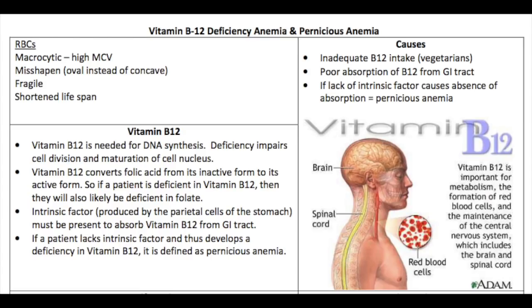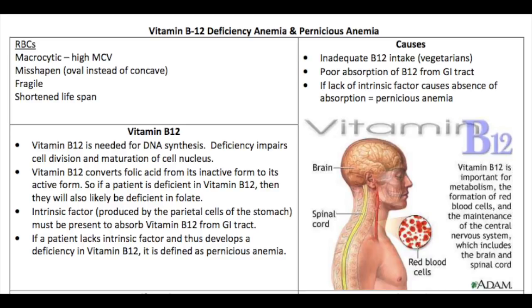So with vitamin B12 deficient anemia, your red blood cells are going to be macrocytic, which will result in a high MCV on your CBC. And then they will also be misshapen, so they're oval instead of concave, and they are fragile and have a shortened lifespan. So if you remember in class, I made a mind map for this.